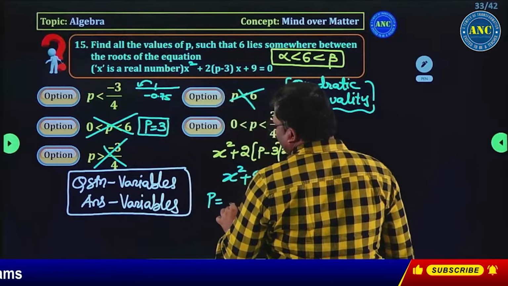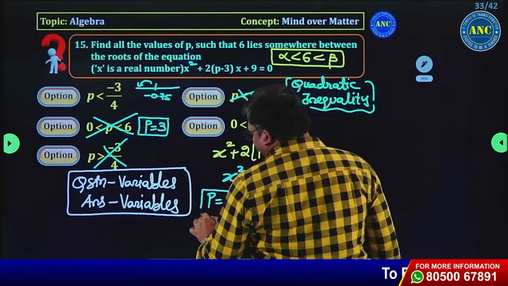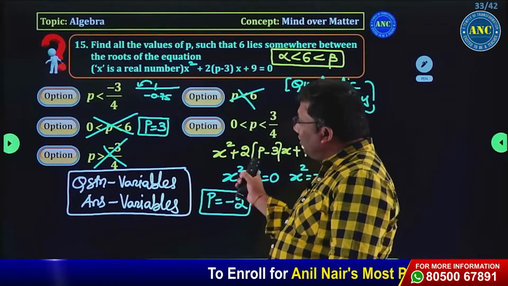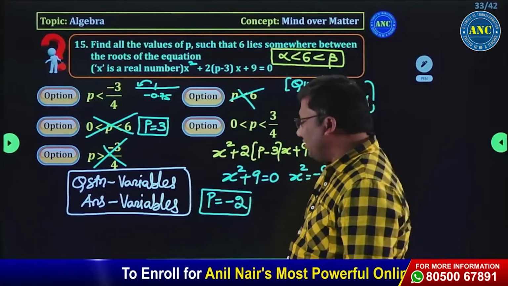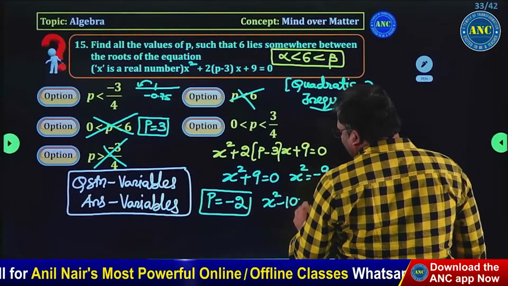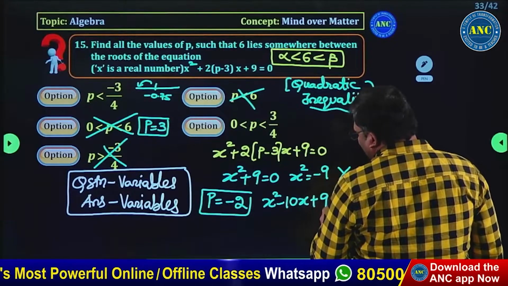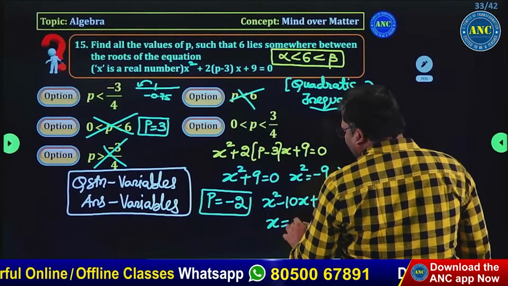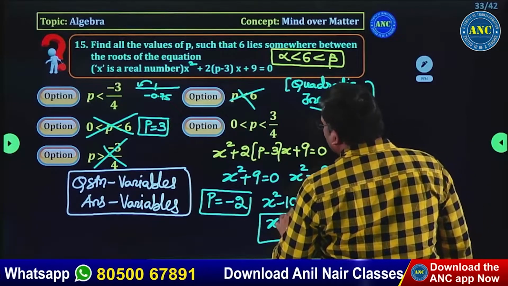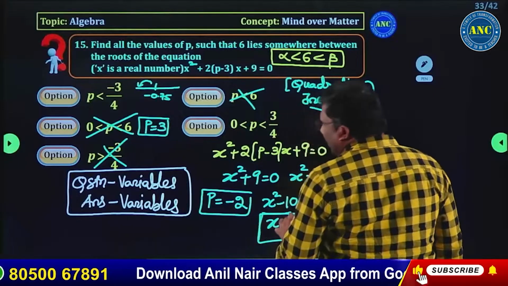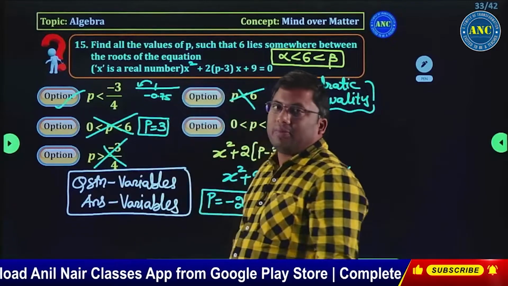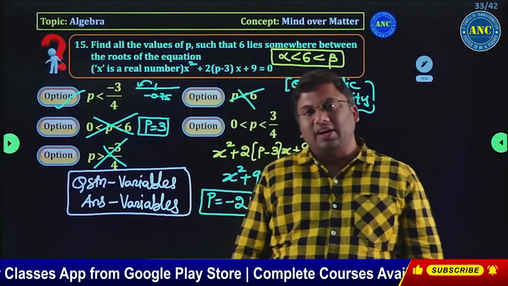If I take p equivalent to minus 2, I need to take a value which is less than minus 0.75. Minus 2. What will be the equation? X square minus 10x plus 9 equivalent to 0. So x is equivalent to 1 comma 9. Does 6 lie between 1 and 9? Definitely yes. Beautiful way of solving this question without mugging too many quadratic inequality conditions.